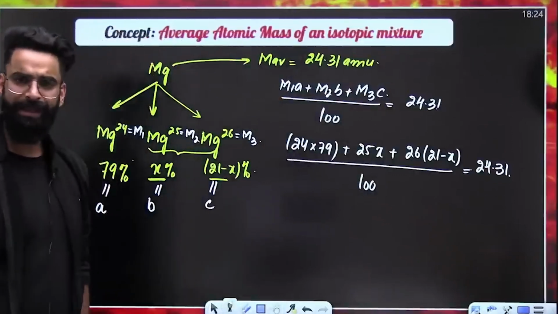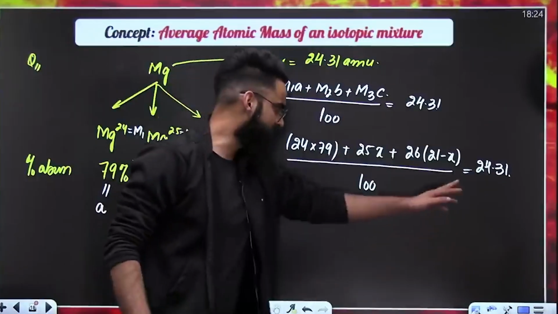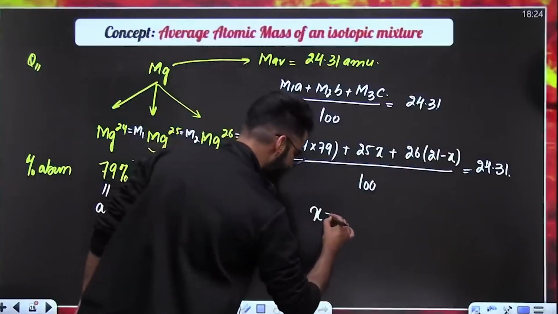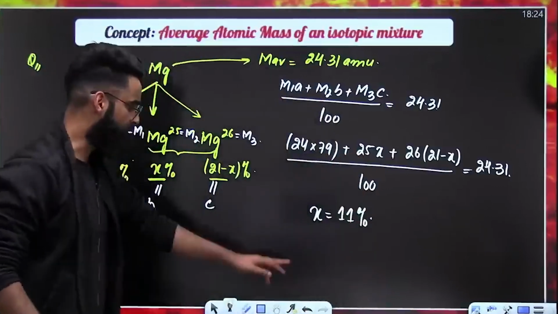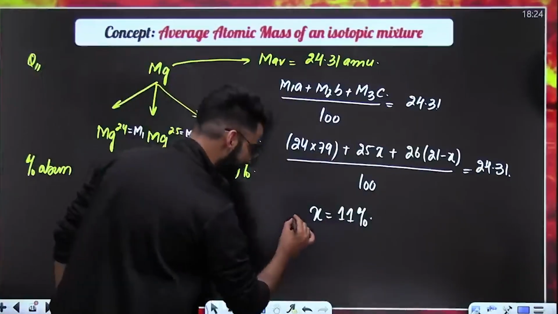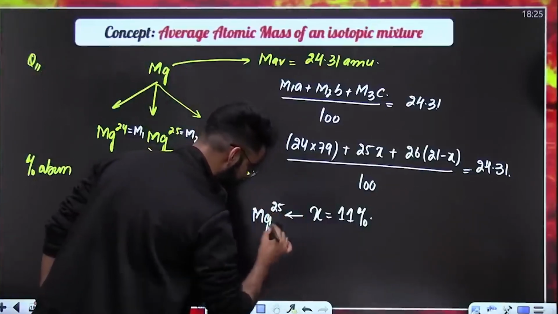Now, again, it's a matter of calculation. You just have to cross multiply things over here and you'll get the value of X. And the X value, as far as I remember, will come out to be 11. And what was this X exactly? X was basically the percentage abundance of Mg25.